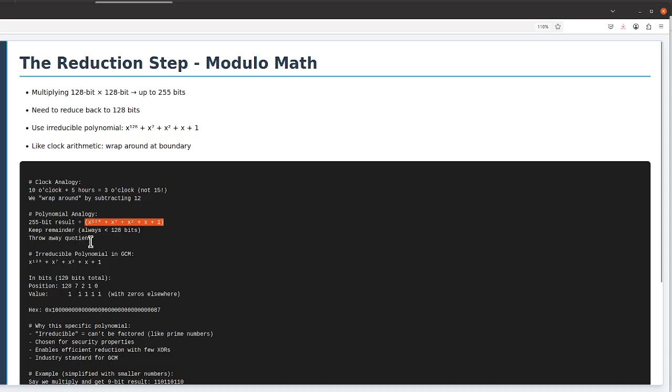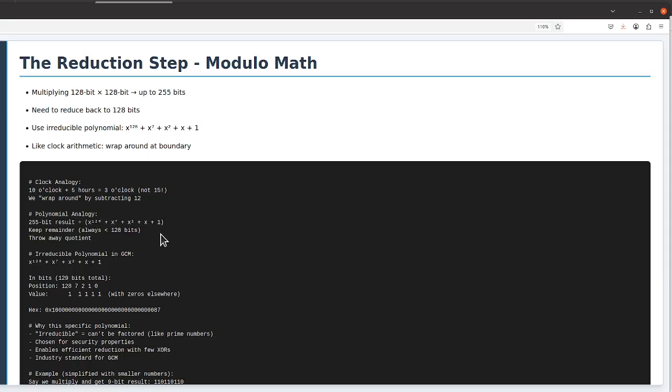In GHASH, the special polynomial we use is x to the 128 plus x to the 7 plus x to the 2 plus x plus 1. This is called an irreducible polynomial, which means you cannot factor it into simpler polynomials, like how 7 is a prime number that cannot be factored. Let us write this in bits. It is a 1 in position 128, a 1 in position 7, a 1 in position 2, a 1 in position 1, and a 1 in position 0, with zeros everywhere else.